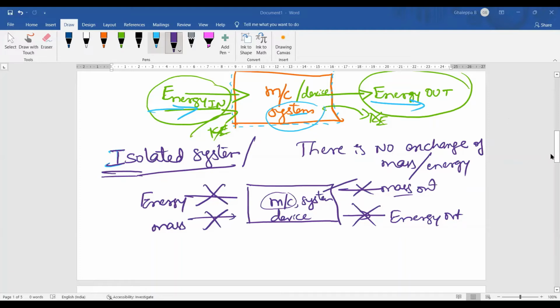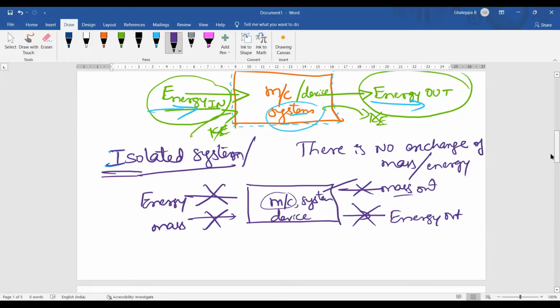But in the industry, there is almost no use of isolated systems, sir. No, not that much. Sometimes, for analysis, we'll assume a system as isolated. But 90% of the devices, 90% of the systems in the industry, are open systems. So the remaining 10-20% are closed systems.